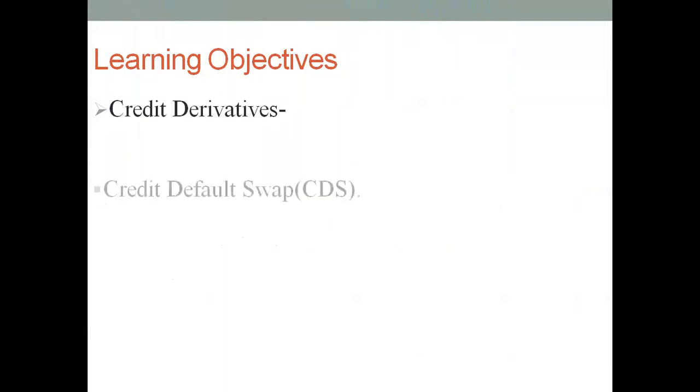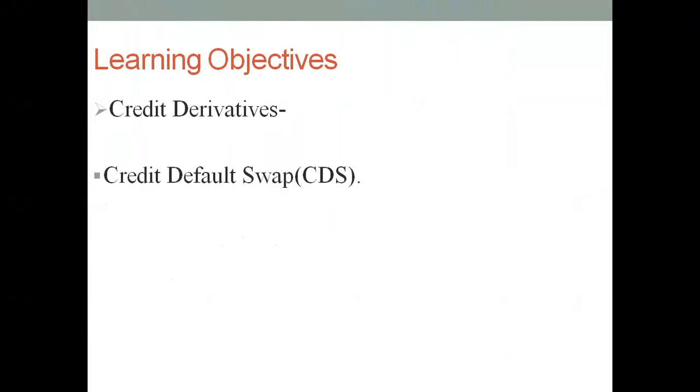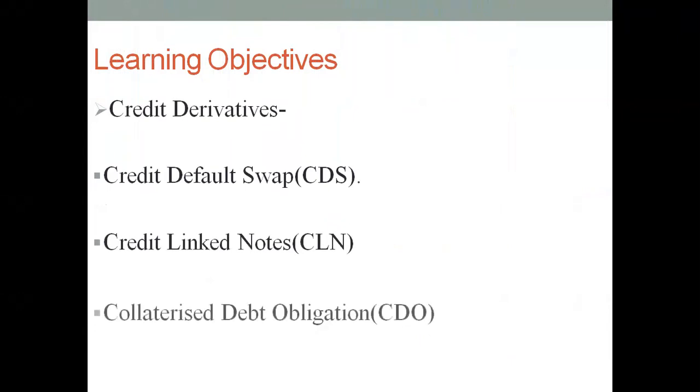In today's lecture, I am going to cover the following learning objectives. We'll be studying about credit derivatives. What do you mean by the term credit derivatives? The different types of credit derivatives. The first one is credit default swap, CDS. Second one is credit linked notes, CLN. And the third one is collateralized debt obligation, that is CDO.